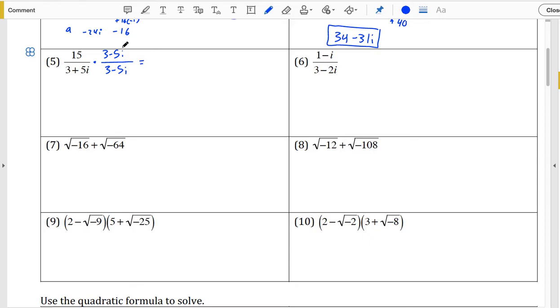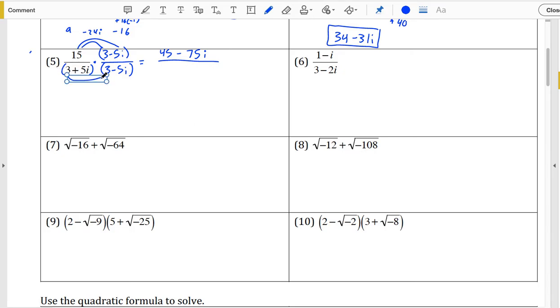So we've got 45 minus, so again, remember we're distributing. So 15 times 3 is 45. 15 times negative 5i is minus 75i over, and then we distribute this. Remember, the whole point of doing this is that the i's completely cancel out the denominator. So I'm going to show you why and how this happens.